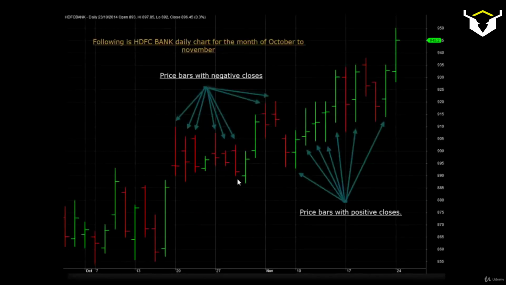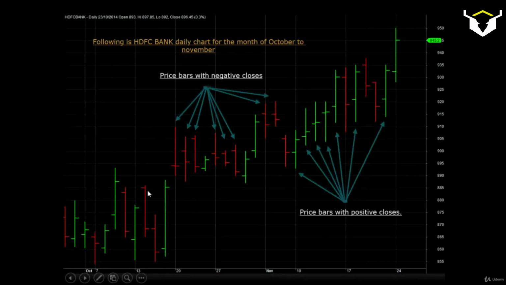Here, look at this green colored bar, a long green colored bar. This tells you there was a lot of activity through the trading day and the market was pushed. In this banking stock, HDFC Bank stock was pushed higher with a strong close, which means there was quite a lot of strength in the market.